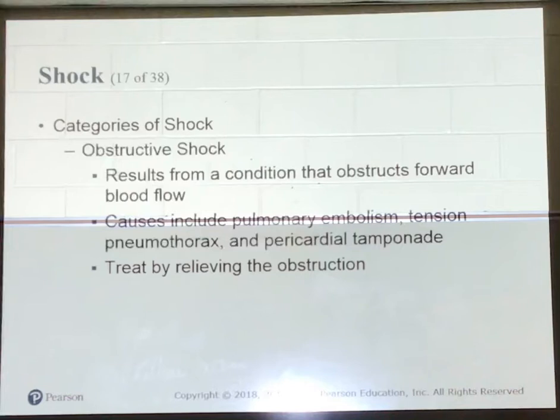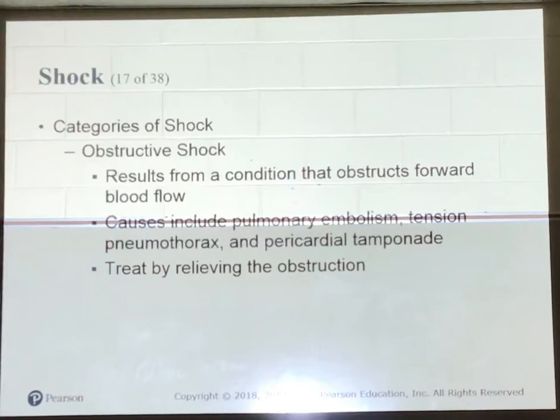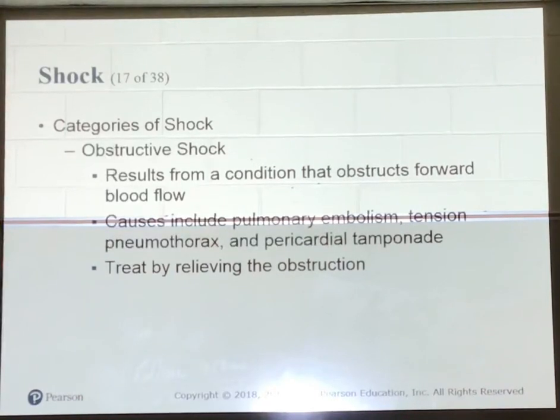All right, obstructive shock. The volume is adequate, the heart's not damaged, and the vessels are of normal size with adequate resistance. All right, but you have a large clot that obstructs blood flow in the lungs. This is known as a what? Pulmonary embolus. Okay. It prevents an adequate amount of blood from getting to the right atrium and subsequently all the way to the left ventricle. Okay? So we have an obstruction in that circuit somewhere. Okay?